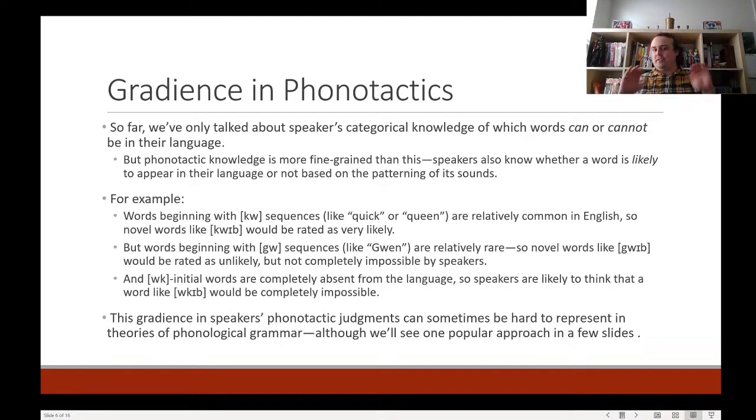And hopefully your judgments are matching with what I'm saying here. But in case you're having some doubts, stuff like this has been shown experimentally. So I'm not just pulling this out of the air. These are facts about English speakers' judgments.